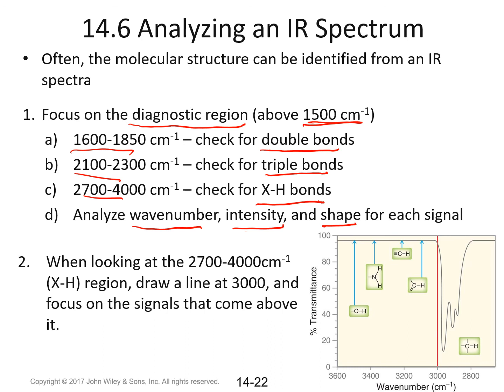Now, it gets a little tricky in that 2,700 to 4,000 region here. We've got a lot of stuff going on. The sp3 hybridized carbon hydrogen bonds are down there. We have our sp2, and then our sp. We have our NH bonds that we're looking for. Those are our amines and amides. And then we have our OHs for our alcohols and our carboxylic acids.